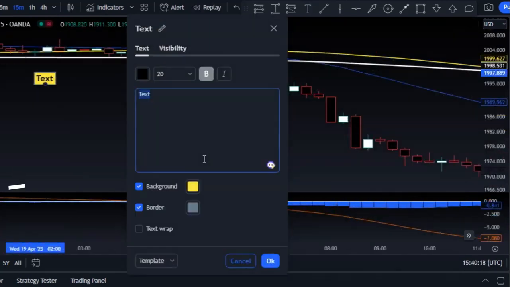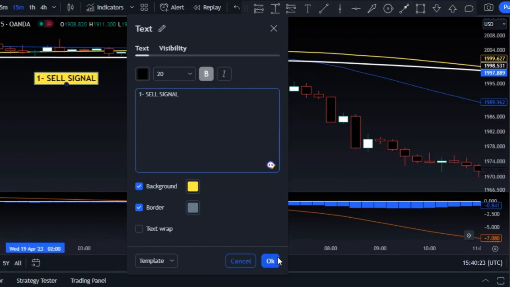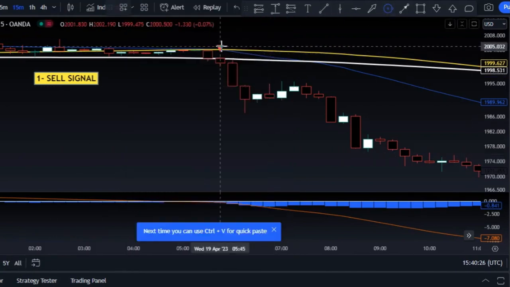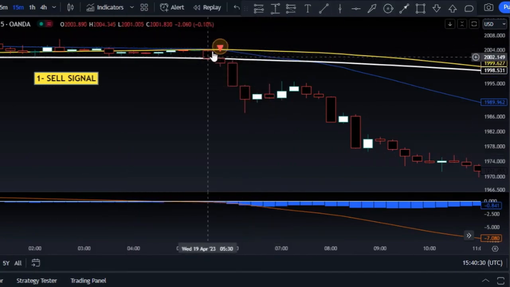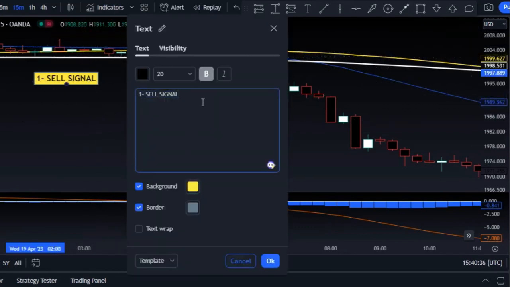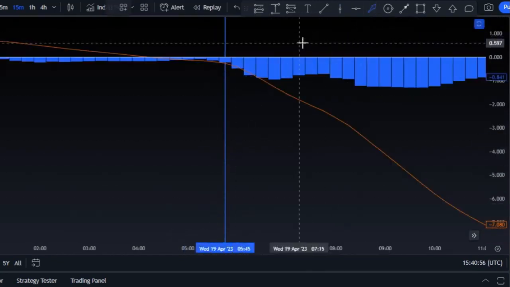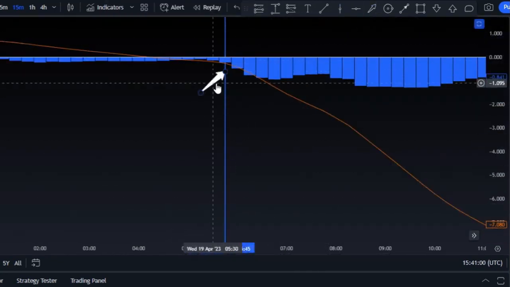In order to open a short position, we first need a sell signal from the Ichimoku indicator. That signal then needs confirmation from both the MACD indicator and the market trend. So if the MACD histogram and MACD line are below zero when the sell signal appears, that provides the first level of confirmation.